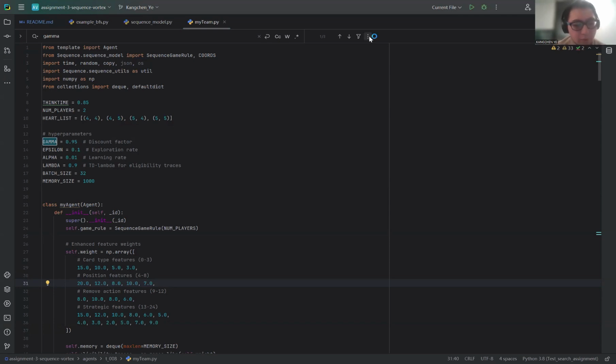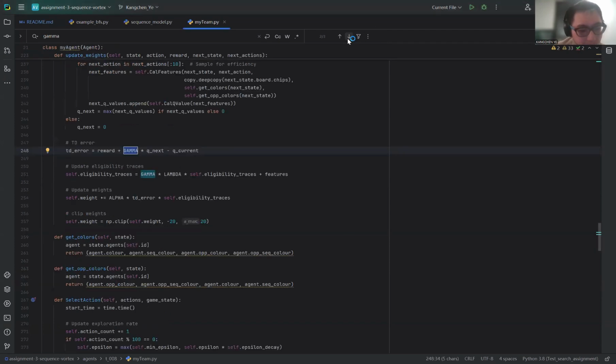A mathematical formula where gamma appears most prominently is in the temporal difference error calculation. As we can see from this formula, gamma multiplies the maximum Q value achieved in the next state, effectively reducing the weight of a future reward by 5% compared to immediate reward. This 0.95 value represents a balance between short-term and long-term thinking. It is high enough that the agent still cares significantly about future consequences of its actions, but low enough that immediate rewards carry slightly more weight.